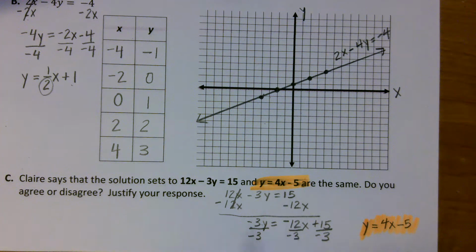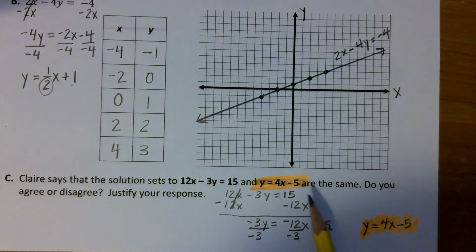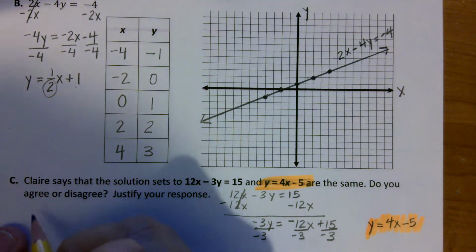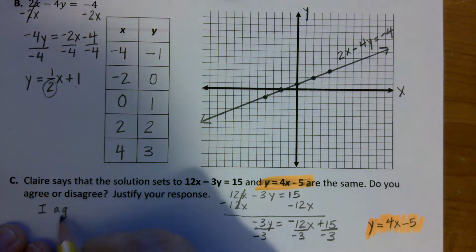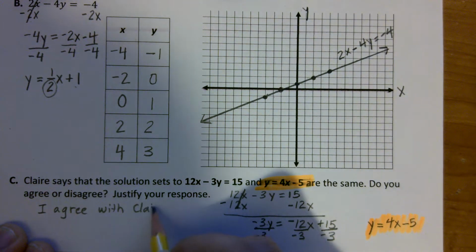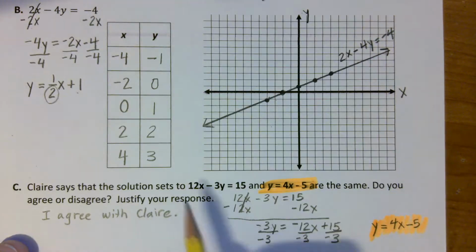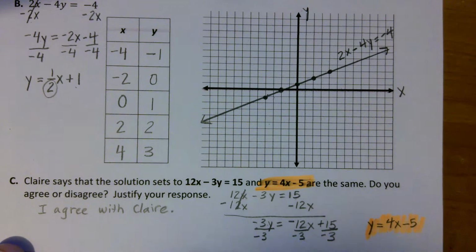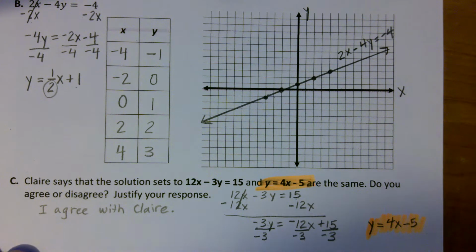So would the solution sets be the same? Yes, it would, because in the end, it ends up being exactly the same equation. Do we agree or disagree? I agree with Claire. And justify means I can show work to prove that. And the work I showed is that I took the first equation and I simplified it, and it looks exactly like the second one. So the solution sets would have to be the same.